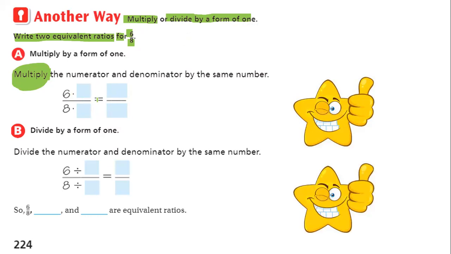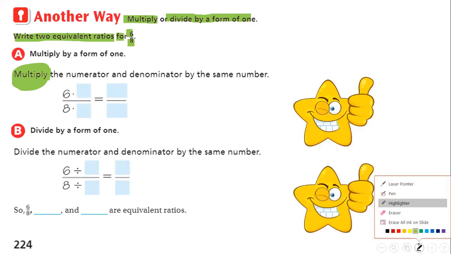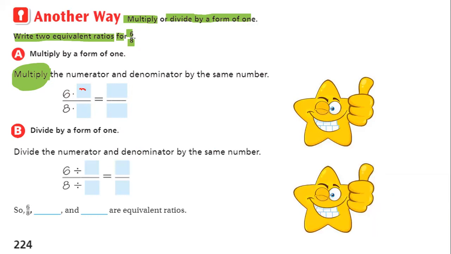What number do you want? 3. Okay, 3. If you multiply by 3 up, what should you multiply by down? The same number. If you choose 3 up, you must multiply by 3 down. Don't change the number in one step. So 6 multiplied by 3 equals?